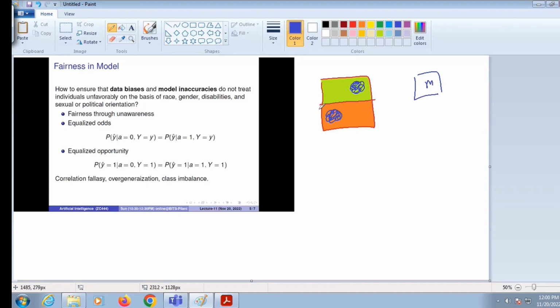There are two types of things possible. You know the confusion matrix, a nice standard thing called the confusion matrix. When a true thing is called true, when a true thing is called false. Let me write what I'm writing.